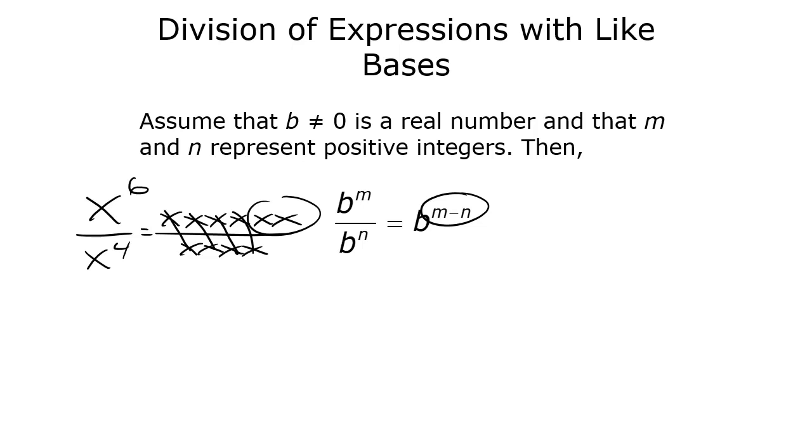I have m many of them on top. I have n many of them on the bottom. The n many of them will all cancel out, and I'll be left with the difference, m minus n.